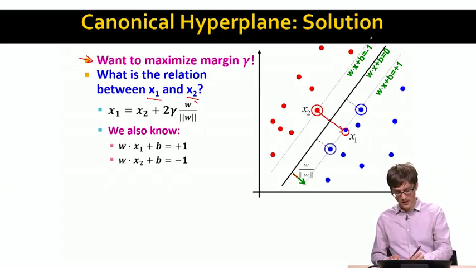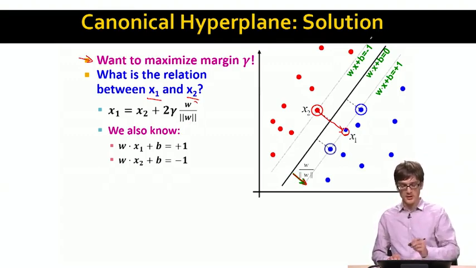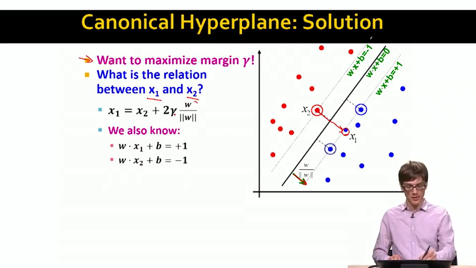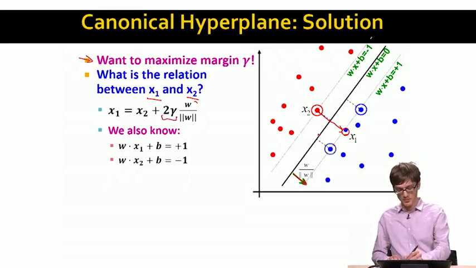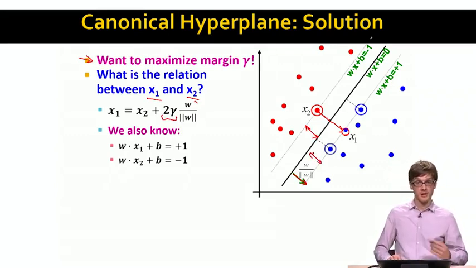So if I have my vector w, then what's the distance between x1 and x2? I simply have to take this vector w and multiply it by twice the margin, because there's one unit of margin gamma here and another unit of margin gamma at the bottom. So that's the first equation that we know.